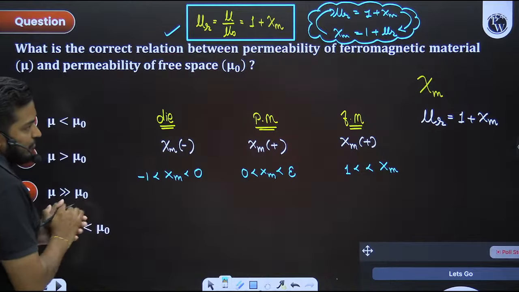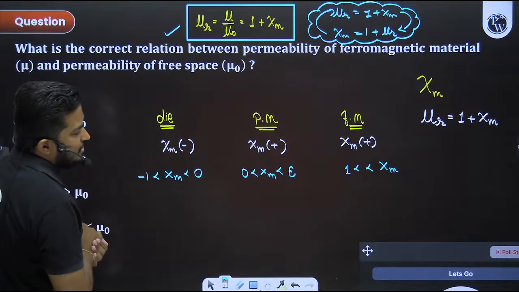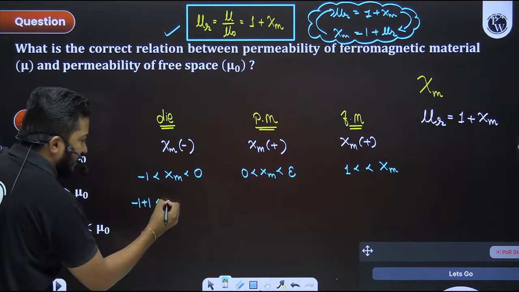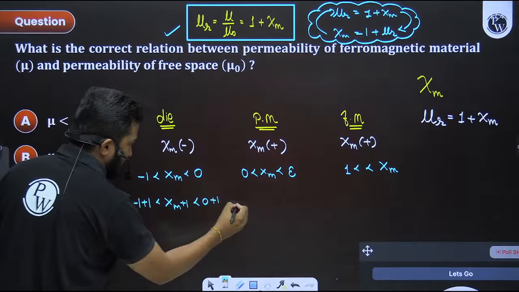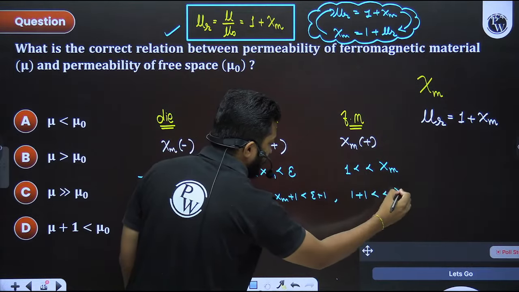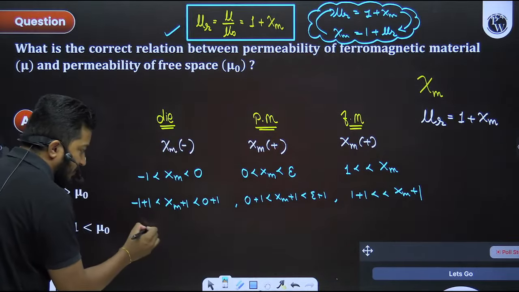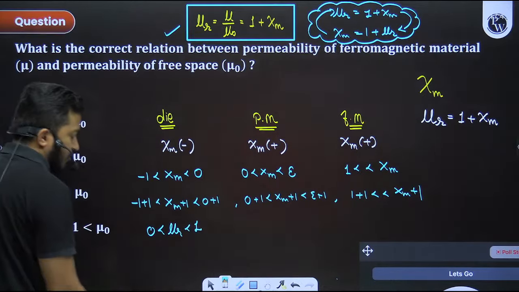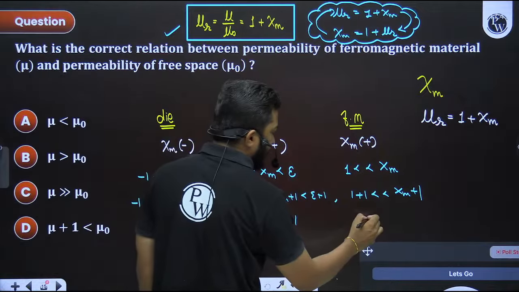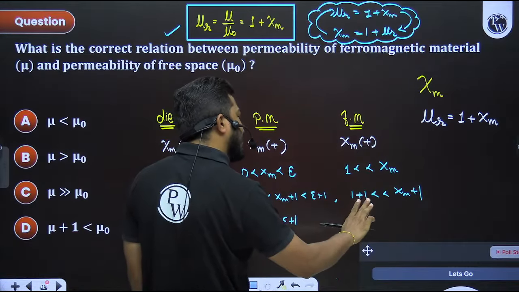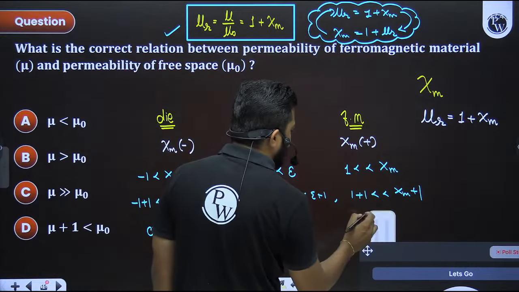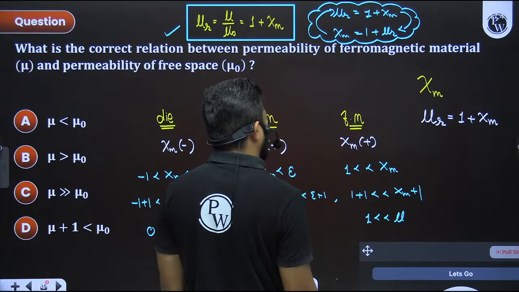Now we have to go for mu r and adjust each side: just add a plus 1 in each and every step. XM gets plus 1, and 0 also gets plus 1. Similarly, we get XM plus 1, and epsilon plus 1, and here 1 plus 1 greater than XM plus 1. So from here, XM plus 1 is equal to mu r, and it is less than 1. Next, for the paramagnetic, XM plus 1 becomes mu r, less than epsilon plus 1, and for the ferromagnetic, 1 plus 1 becomes 2. If the value is greater than 2, definitely it is greater than 1. So again I repeat, 1 is less than mu r.